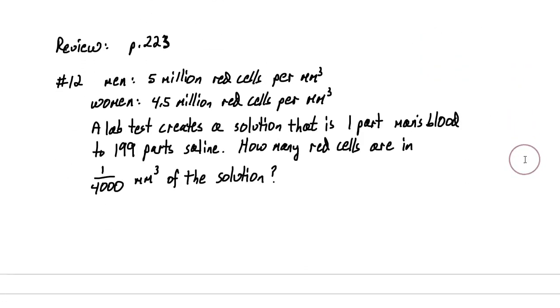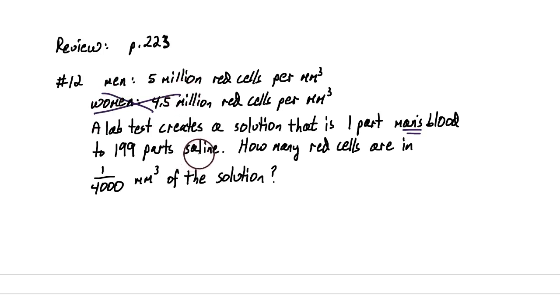Now the review assignment goes back to page 223, and there's a story problem about testing red blood cell counts in men and women. We're given some facts. Here's the fact about men, and here's the fact that we need about women. But when you read the actual question, it involves man's blood. So this part about women is unnecessary information. We don't need to know that for this question.